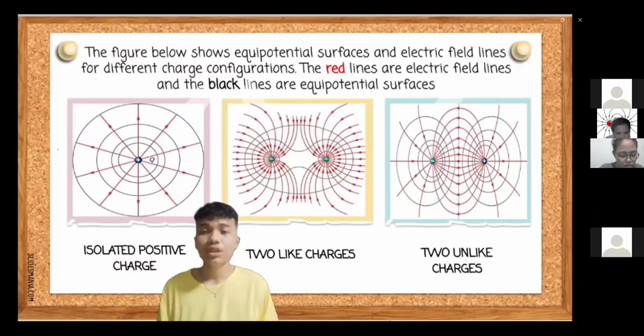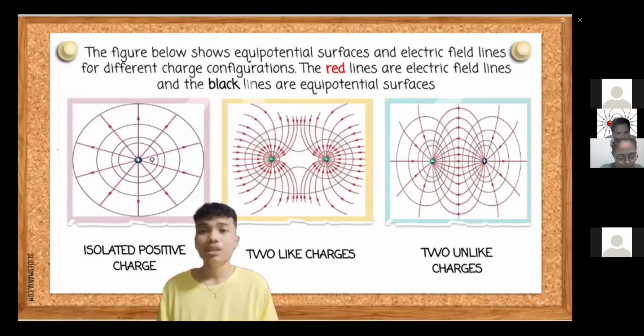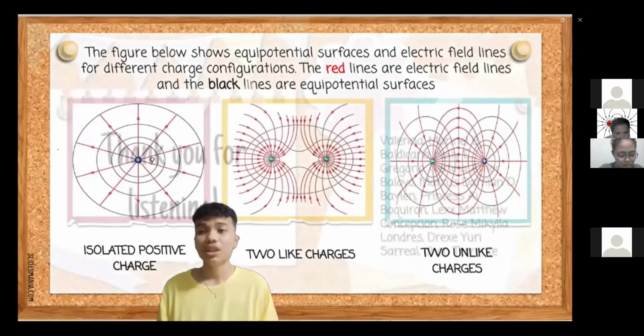So for the last picture, the two unlike charges, the electric field and resulting force created by two electrical charges of opposite polarity attract one another. For the similar charges, they attract each other.